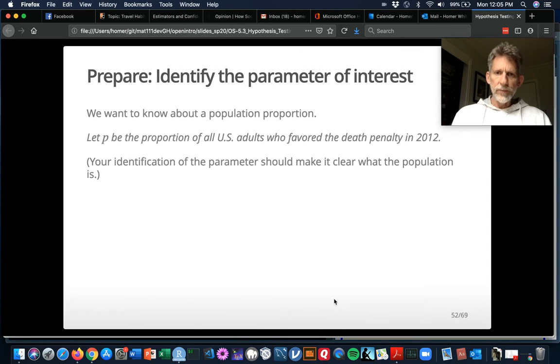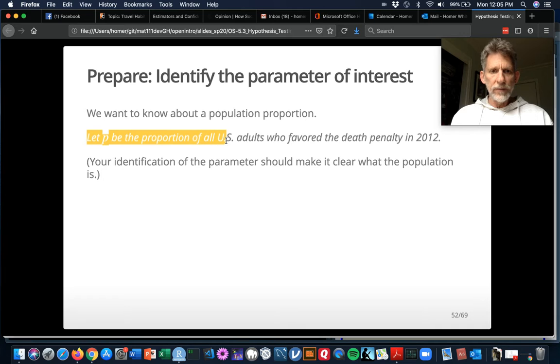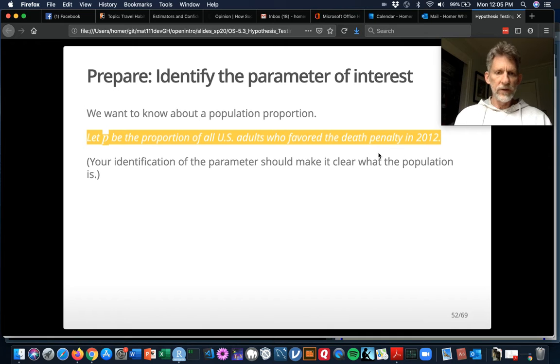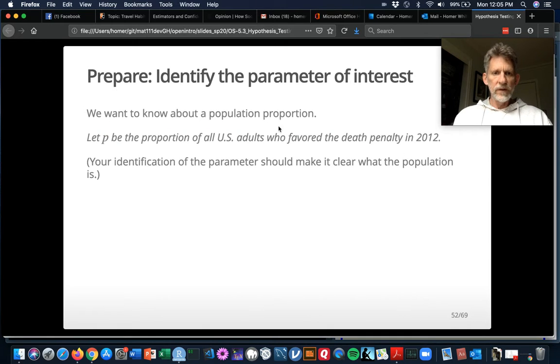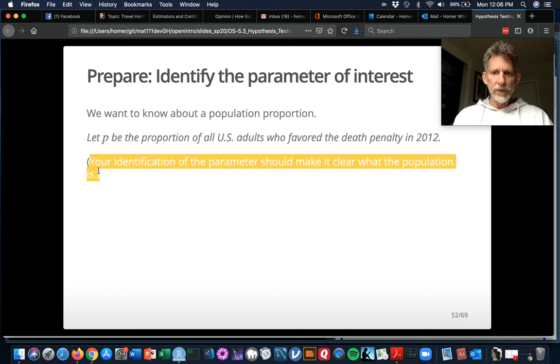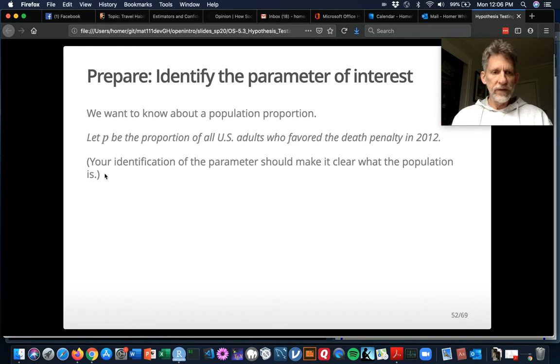In our preparation step, we need to identify the parameter of interest. We want to give a nice complete sentence that defines the population parameter in words. So here we go. Let P be the proportion of all United States adults who favored the death penalty in 2012. All United States adults, the entire population, as opposed to the sample. We know what happened at the sample. Make sure when you identify a population parameter that you make it clear what the population is from which you have sampled.